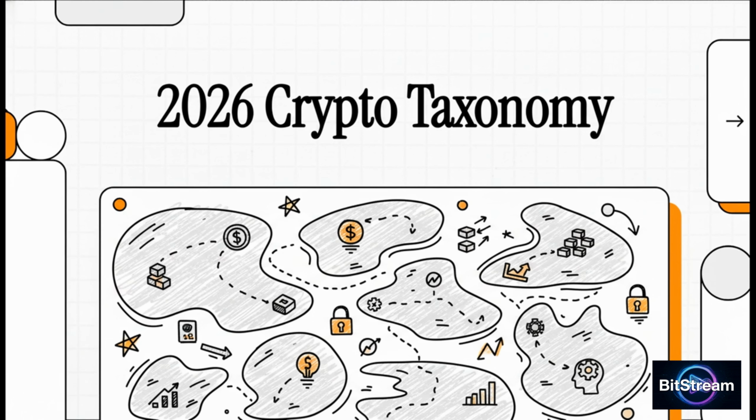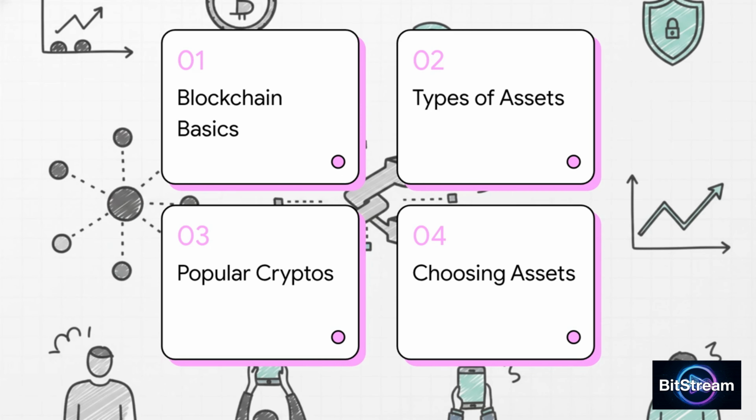Let's get into it. Okay, let's dive right into this map. We've got four main stops on our journey today. First up, we'll touch on blockchain and cryptocurrency basics. Second, we'll look at the main types of digital assets. Third, we'll check out the most popular cryptocurrencies out there. And fourth, we'll wrap up with how to actually choose the right asset for you.